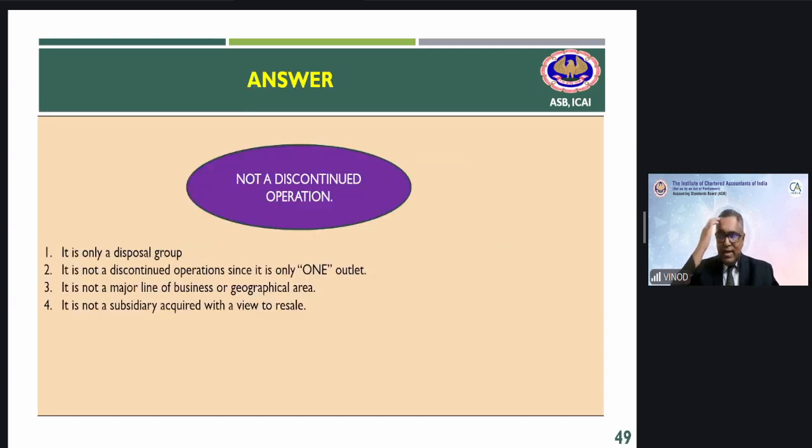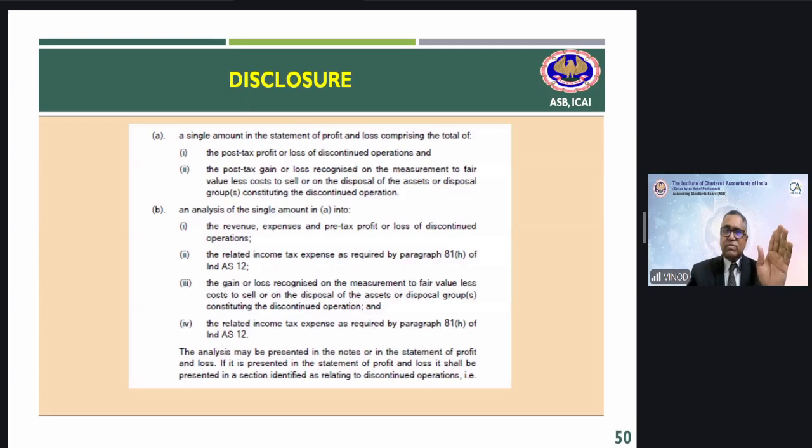The answer is, it is held for sale but not a discontinuing operation because it is only a disposal group. It is only one outlet. It is not a major line of business or geographical area. It's not a subsidiary with a view to resale. This is the most important thing to understand in discontinuing operations. Just because something is held for sale need not be discontinuing operations and vice versa.